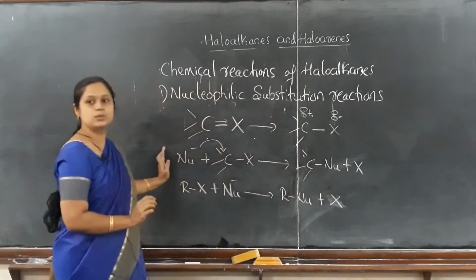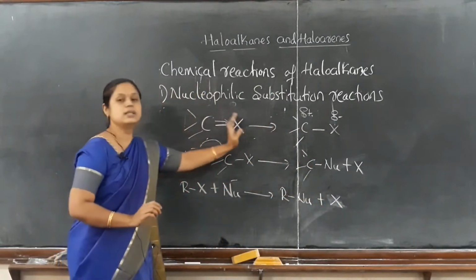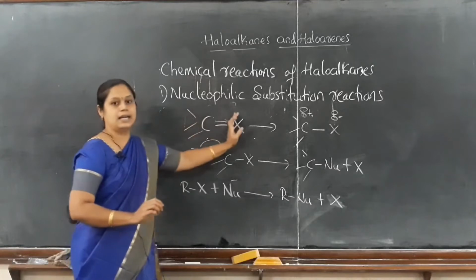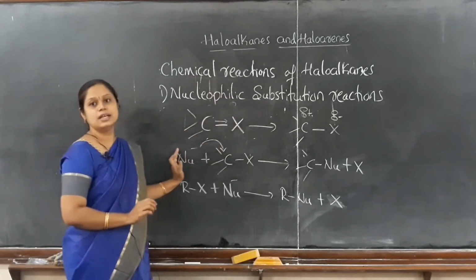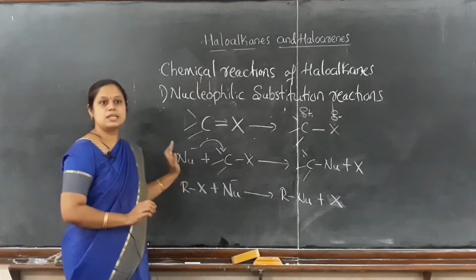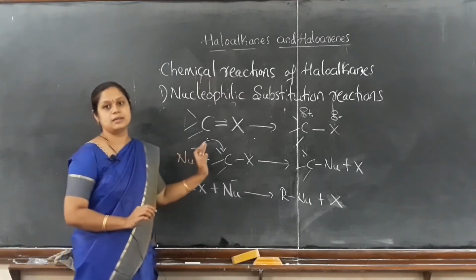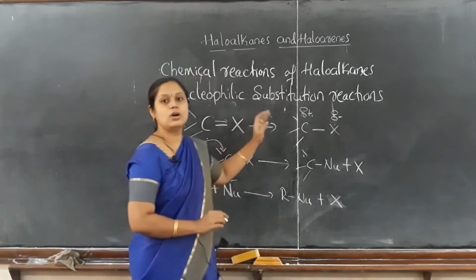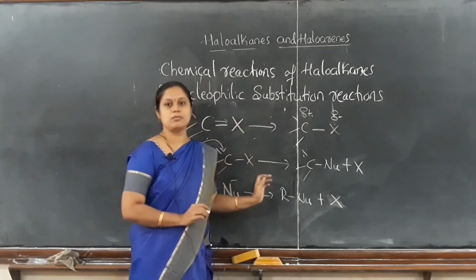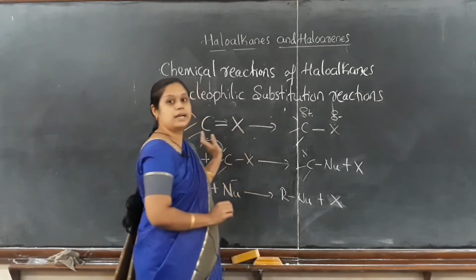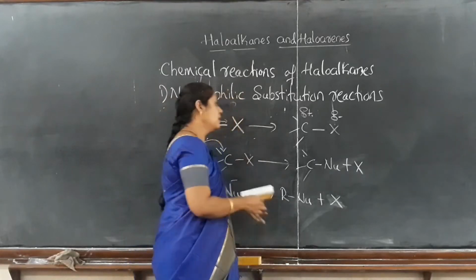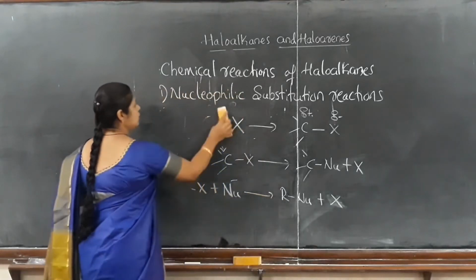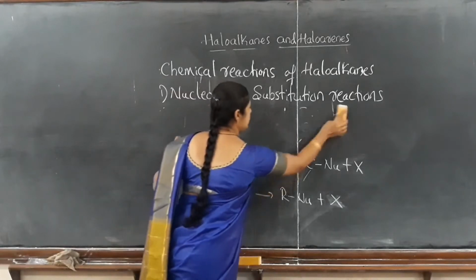So what is a nucleophile here? Nucleophiles are electron rich species. Cl minus, OH minus, CN minus, H2O, NH3, all these are examples of nucleophiles, where they are electron rich species. Now let me explain with some examples.